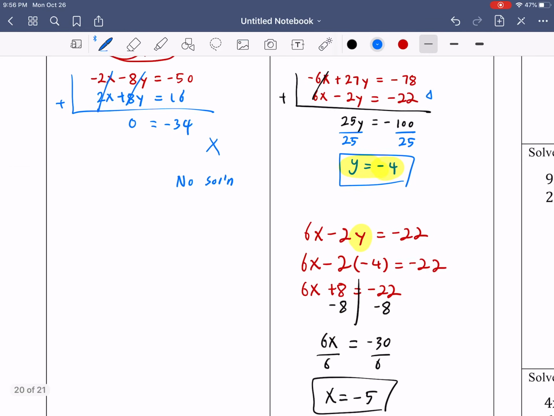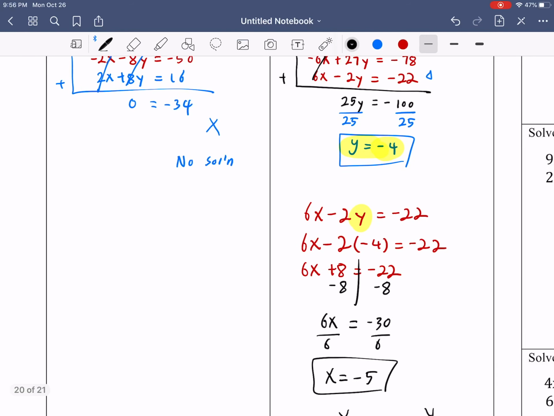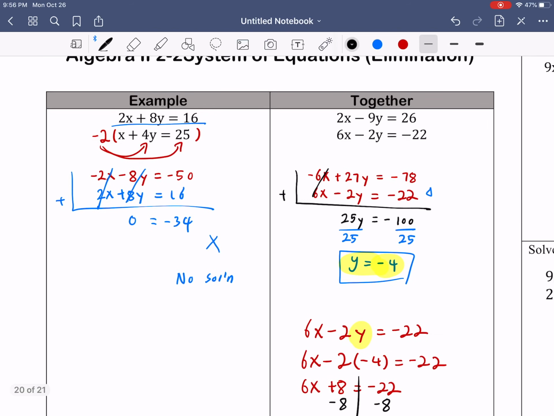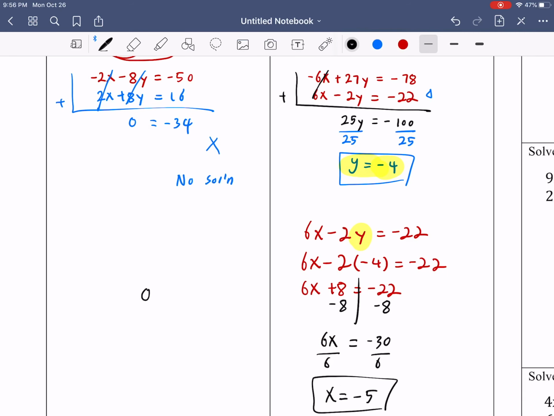In case you're wondering, what if you have infinite solution? What is it gonna look like? If you do all the math, you're gonna see 0 equals 0. Then it's gonna be infinite solution. You're not gonna see it in this note, but maybe in homework you're gonna see it. So I will explain it in the homework.